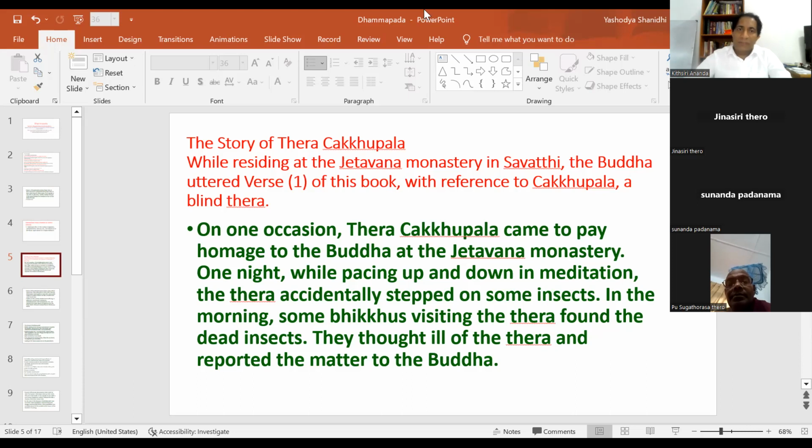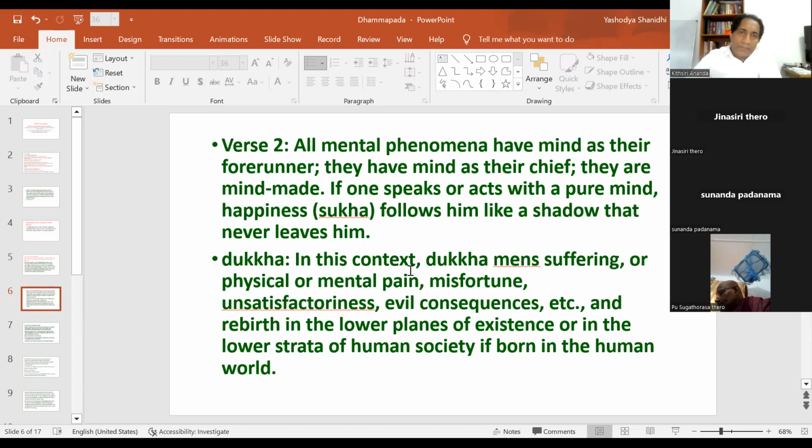So I think you can discuss, after discussing the Pali verse, Manopubbangama Dhamma, this particular story related with the stanza. And here you find another translation.